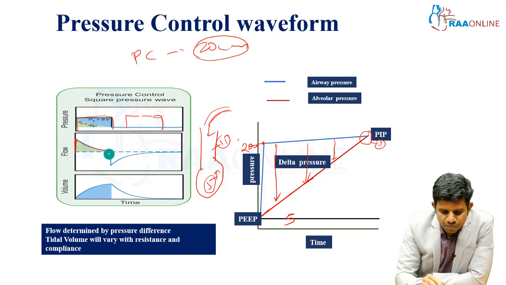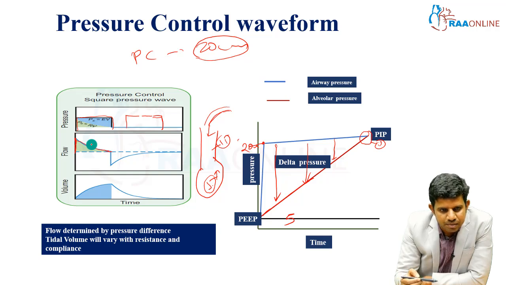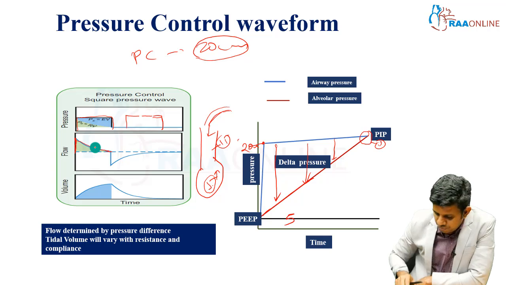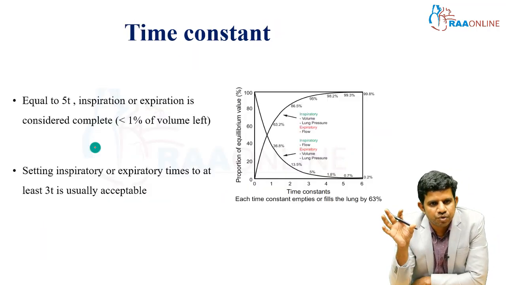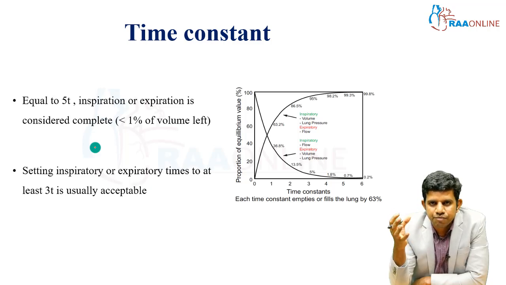So next, where will you change? How will you change? If there is increased resistance or increased elastance, how will you see the changes in the flow waveform? For that, you should know the time constant. Time constant is actually the time required to inflate or deflate the lung.